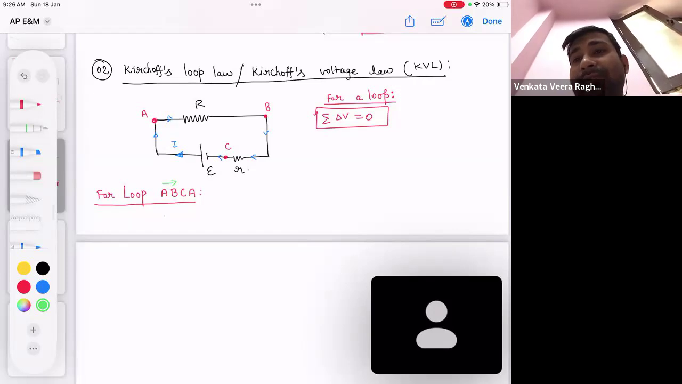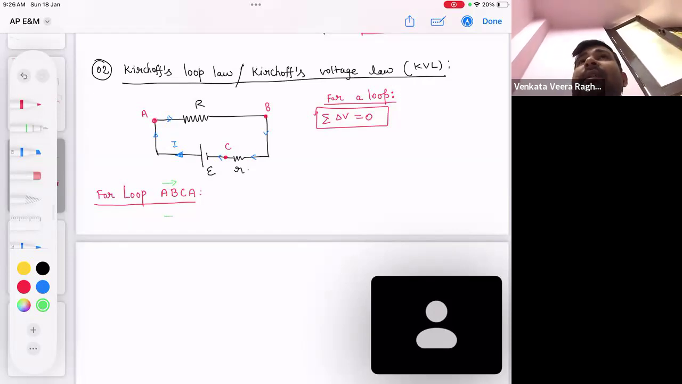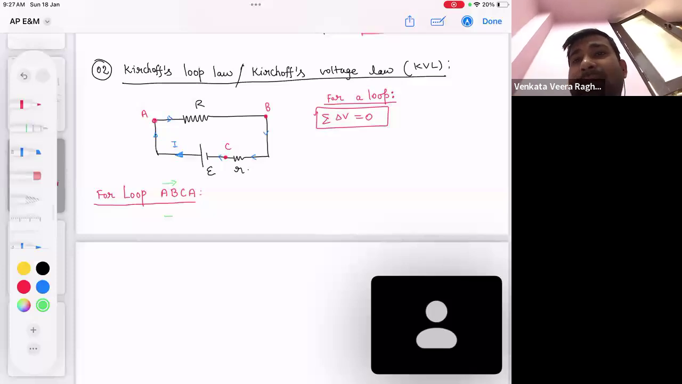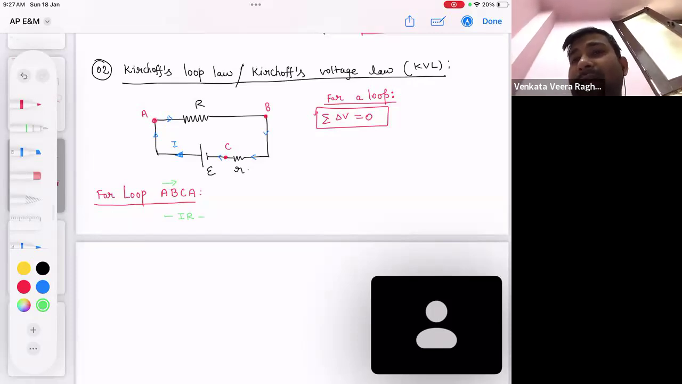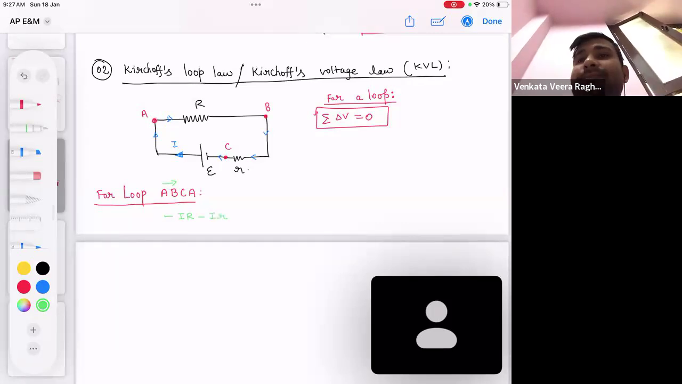So if I go from high to low potential, I will write minus. How much minus? Current is I, resistance is R. So minus IR. Now, when I go from B to C, can I see that B to C is again the direction of current? The direction of current, that means minus. How much minus? I into R.